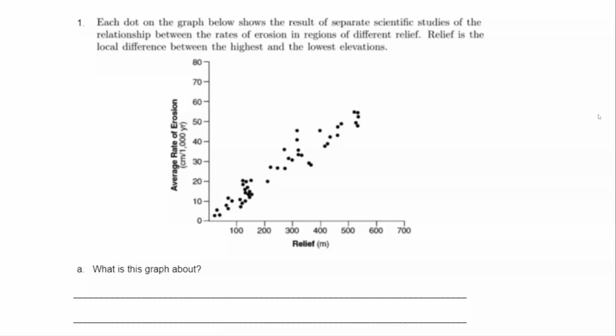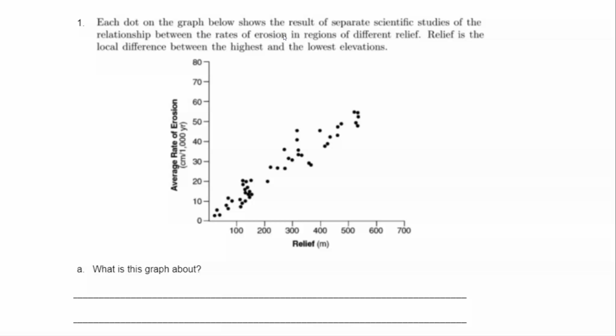This gives me an idea of what this graph is about, and I'm just going to summarize it into what I understand. It seems like it's showing the relationship between the rates of erosion. Erosion is when soil is being moved away from one place to another, whether it's by wind or water, etc. So it's showing how fast it's eroding in regions of different relief. It tells you that relief is the local difference between the highest and lowest elevations. Relief is basically the slope or how steep the land is. Based on the steepness or relief of the land, we have different rates of erosion, rates at which the soil is being moved away.